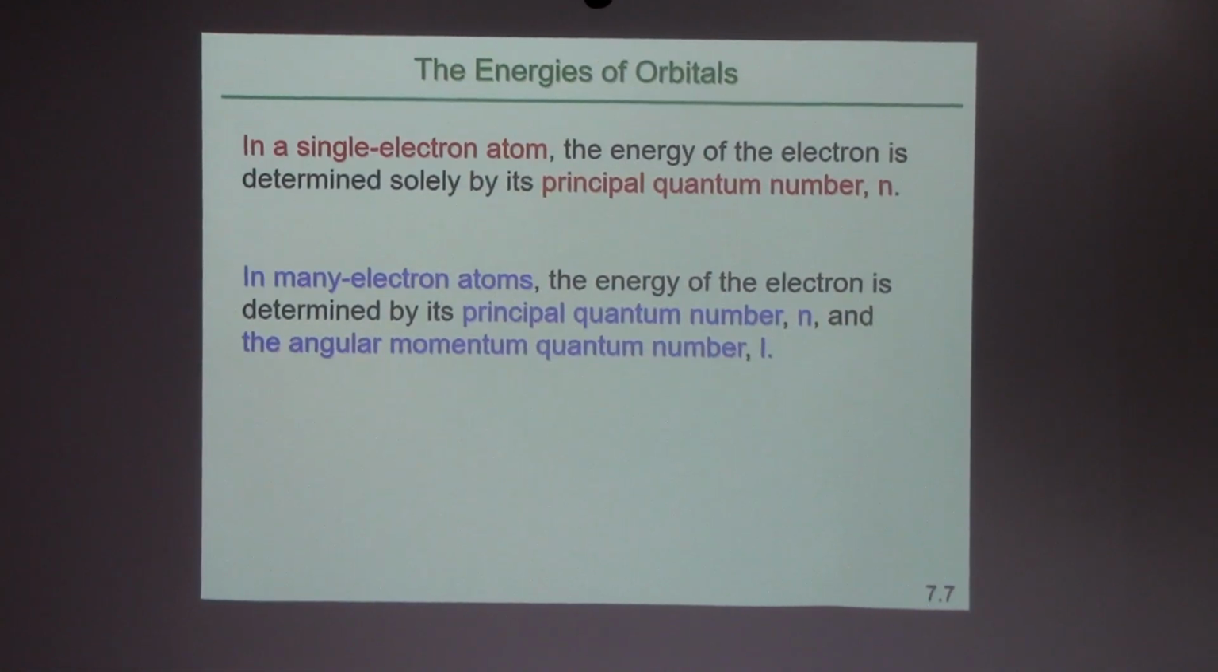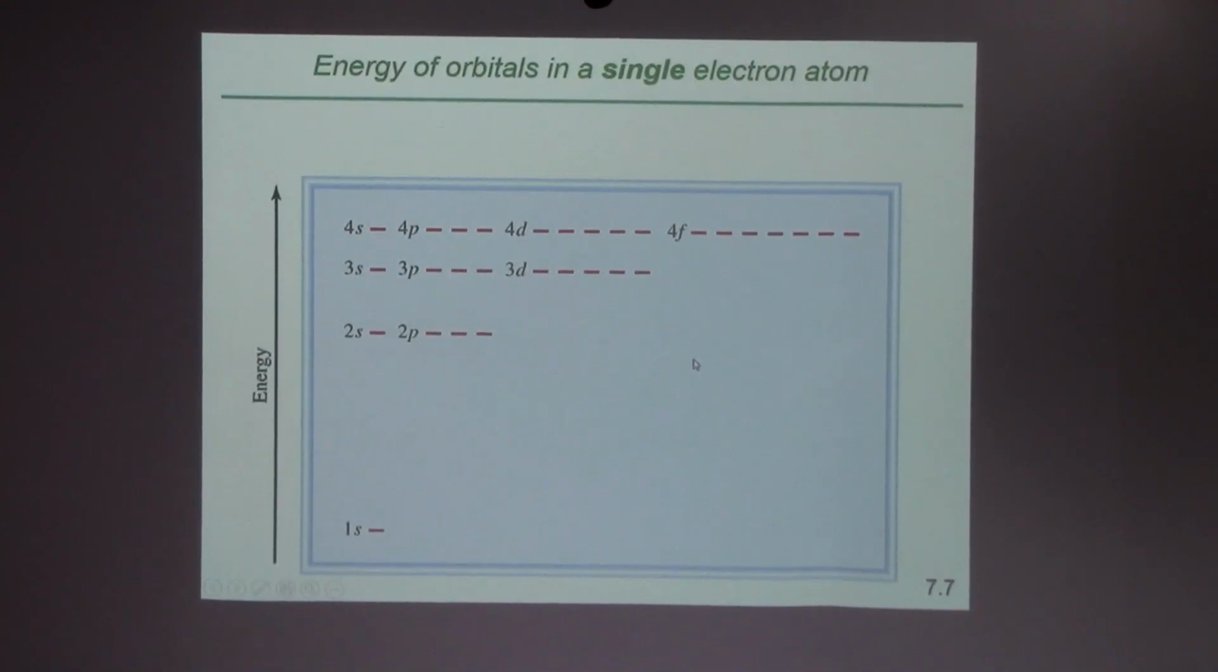In a single electron atom, the energy of the electron is determined solely by its principal quantum number n, whereas in many electron atoms, the energy of the electron is determined by its principal quantum number n and the angular momentum quantum number l. So let's take a look at this diagram. This is for a single electron atom.